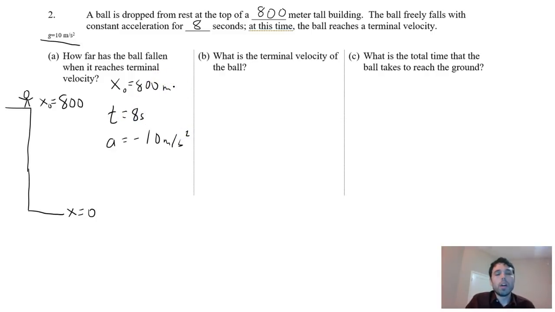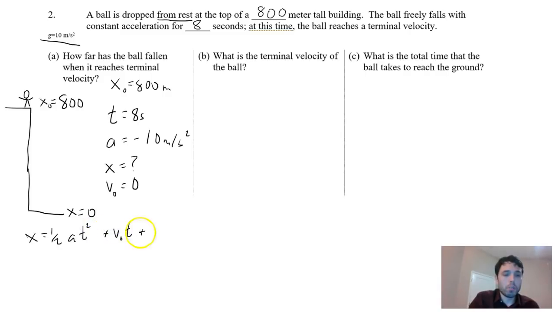There we go. And what am I looking for? How far has the ball fallen? All right, so I want to find my final position. Where will the ball be after these 8 seconds? So that's my givens and my unknown. I'm going to pick an equation. I also know initial velocity, don't I? Initial velocity is 0 because it says it's dropped from rest, and that means I'm not moving. All right. So I know all this stuff, so I want to pick an appropriate equation. It's going to be x equals 1/2 at squared plus v0t plus x0.